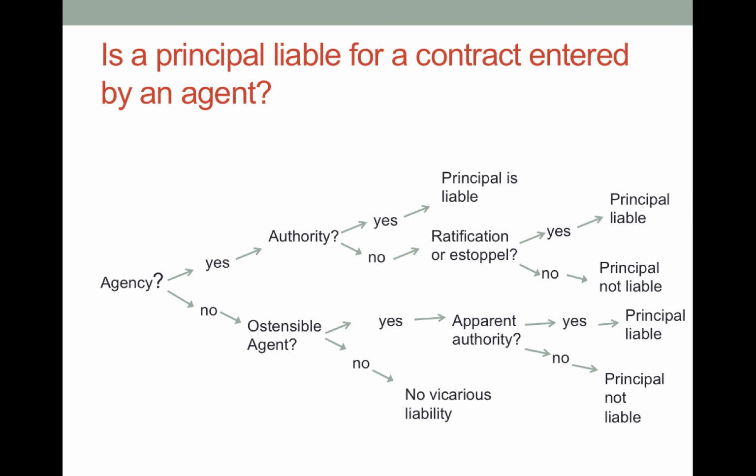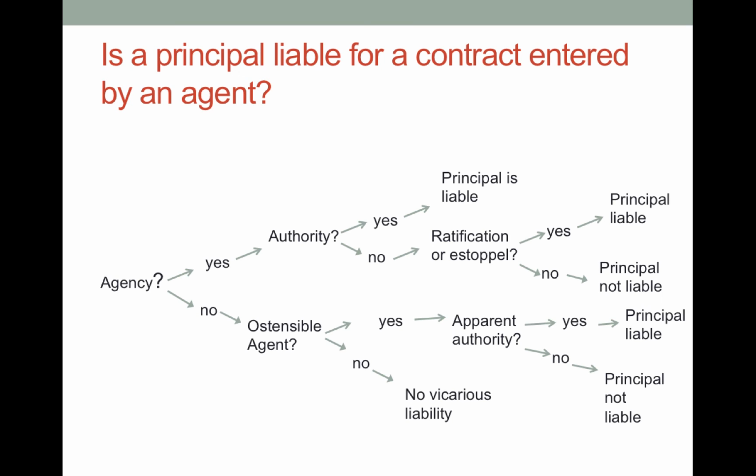Here's a visual, and I hope it's helpful. It's a decision tree on figuring out how to solve these problems. Sometimes when you go into an exam, you get confused and nervous. So start at the beginning, and you're going to say, I'm looking at a contract problem. My first question is going to be, was there even an agency?